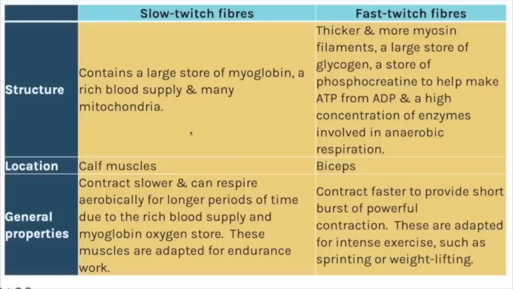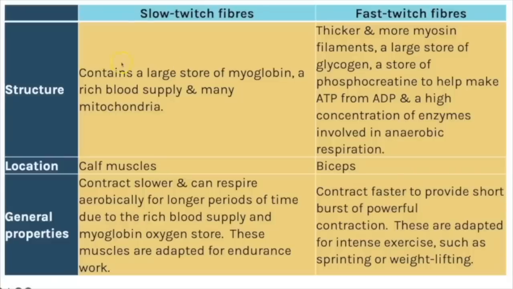The last thing you need to know about muscles is two different types of muscles, slow twitch and fast twitch fibres, and you need to be able to compare their structure, location and general properties. So the slow twitch contain a large store of myoglobin, which is a type of hemoglobin which has a very high affinity for oxygen, and therefore it can hold on and store oxygen until the partial pressure is really low, and then it unloads. It also has a rich supply of blood, and that is so it can constantly provide oxygen, and many mitochondria, so you can have lots of aerobic respiration.